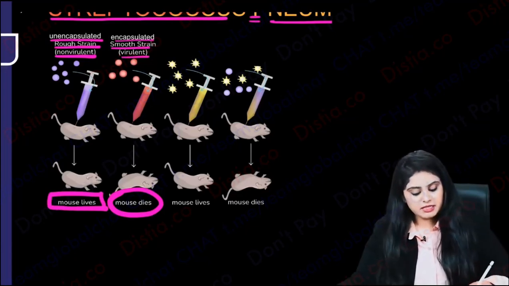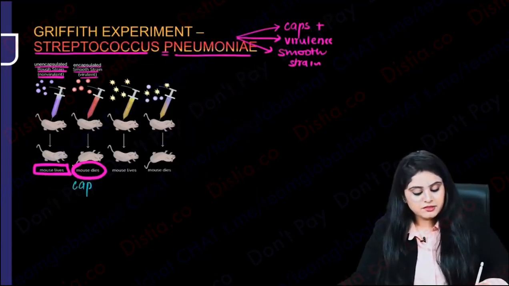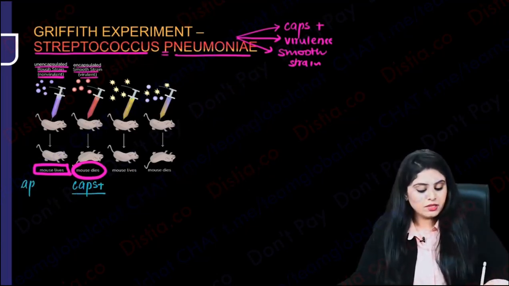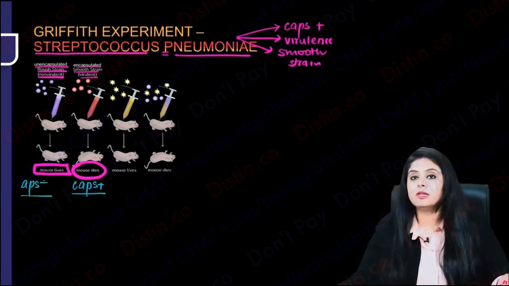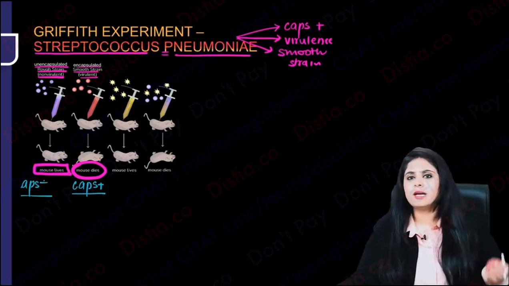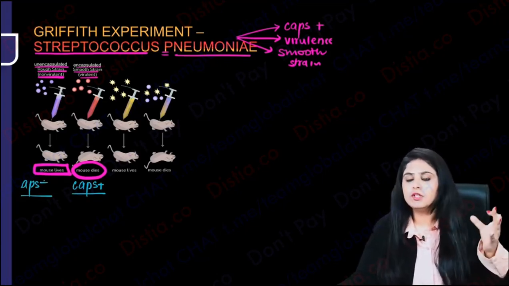So we have ultimately realized that if the capsule is there, the bacteria will be able to kill the mouse. If the capsule is not there, the bacteria will not be able to kill the mouse. This was understood. Capsule is there, virulence is there, mouse will die. Capsule is not there, virulence is not there, mouse will not die.